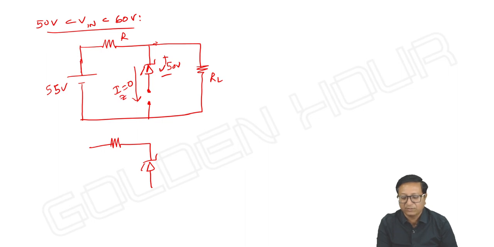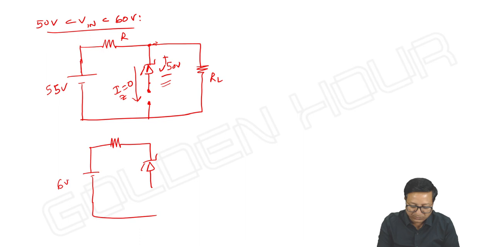Iz you can write it, doesn't matter. Iz is 0. You may assume that the ideal value of knee current is 0, but there is no possibility for current to go through, as it is an open circuit, and hence there is no possibility for D1 to experience 50 volts across it. The voltage across D1, between these two terminals, cannot be more than 50. Then again, you are making the input voltage more than 60 volts, right?